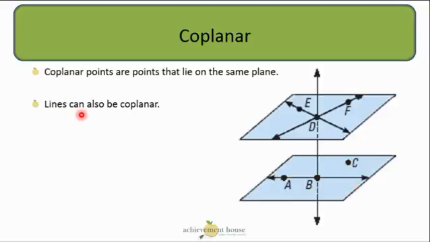The other is with lines. If I have 2 lines that intersect, then they are coplanar. For example, line ED and line DF. So if I have 2 intersecting lines, then those lines are coplanar. They determine a plane.